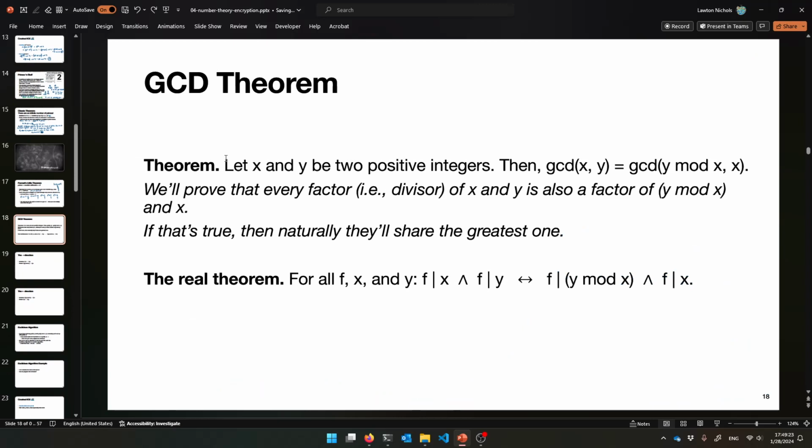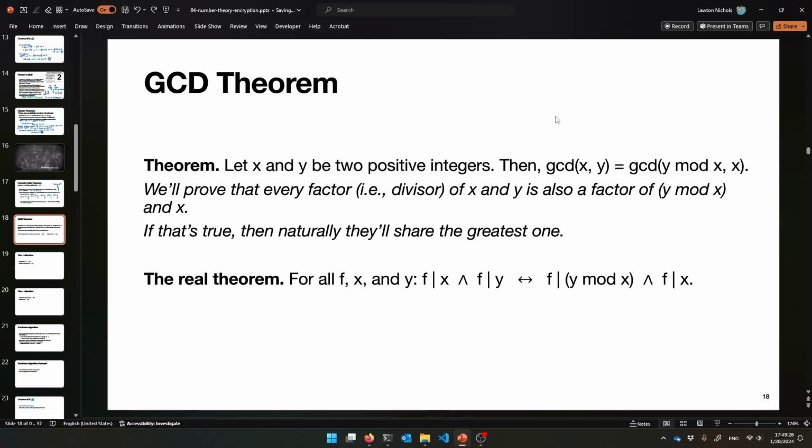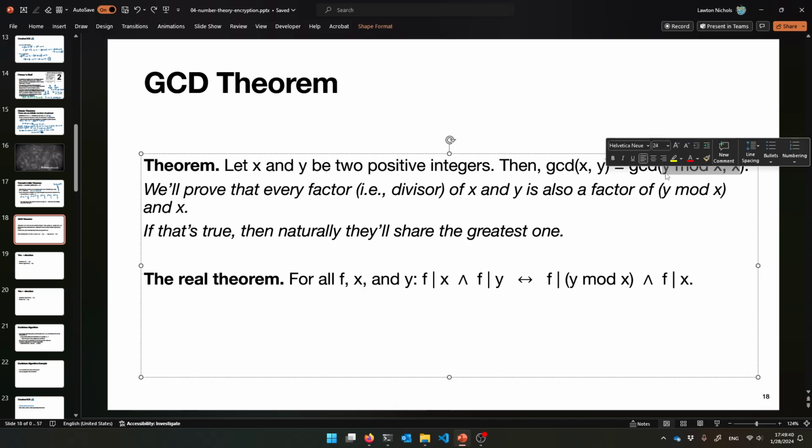Right, so here's the GCD theorem. Let x and y be two positive integers that you want to take the GCD of. Then the GCD of x and y is equal to the GCD of y mod x and x. Interesting. So we'll prove that this is true. And this happens to be the GCD of two smaller numbers. So this is like getting closer and closer to smaller things, which is interesting. That's probably easier to find answers for.